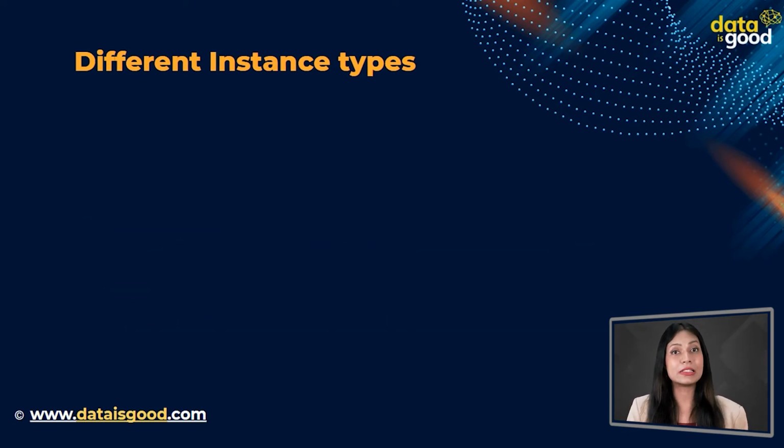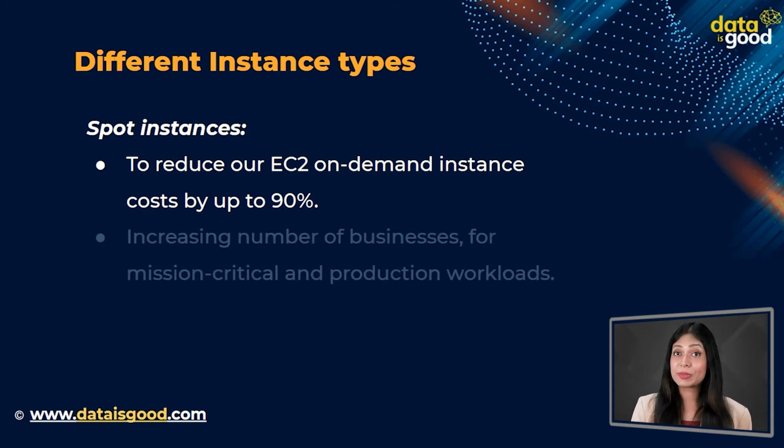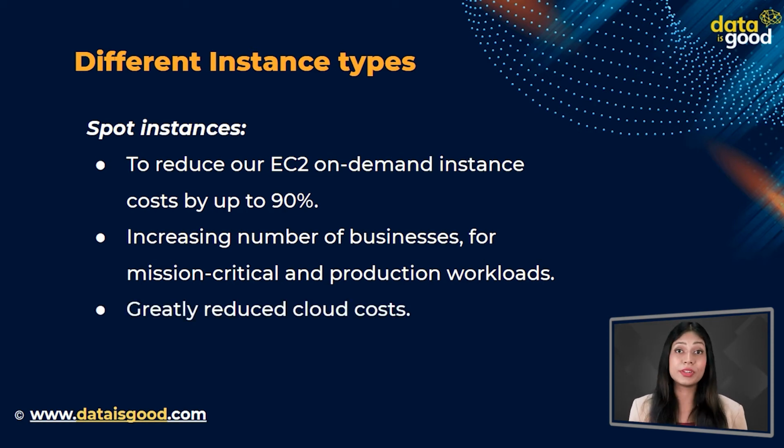The next type of instance is spot instance. AWS spot instances are great if we want to reduce our EC2 on-demand instance cost by up to 90%. Spot instances are being used by an increasing number of businesses, ranging from SMBs to enterprises, for mission-critical and production workloads. Spot instance pricing has greatly reduced cloud costs. It is good for the users who want to use high processing power at a low price.